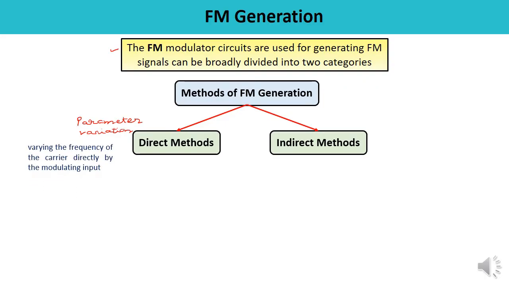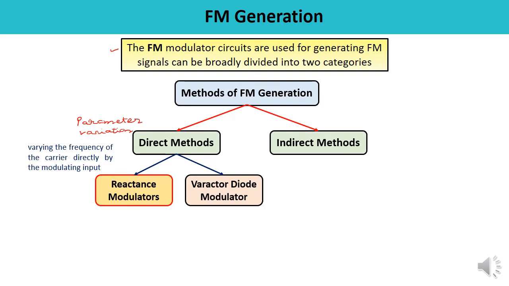Here, in case of the direct method or parameter variation method, the baseband or the modulating signal directly modulates the carrier. That is why it is known as a direct method. There are two types of direct methods. One is the reactance modulator and the second is the varactor diode modulator. In this video, I am going to discuss the reactance modulator.